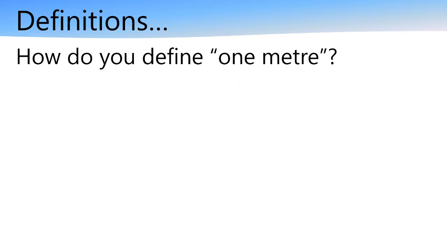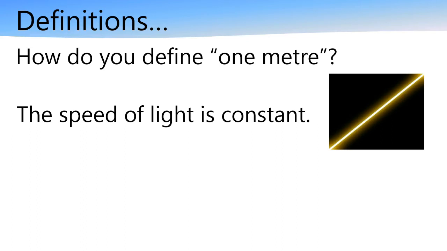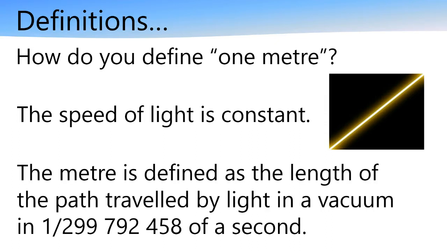And then we discovered that the speed of light is constant, it does not change. Then after some debate, we defined the meter as the length of the path traveled by light in a vacuum in 1 over about 300 million of a second. So when we define certain units, we always try to define it against a reference that does not change. So how does this relate to what we are going to learn today?